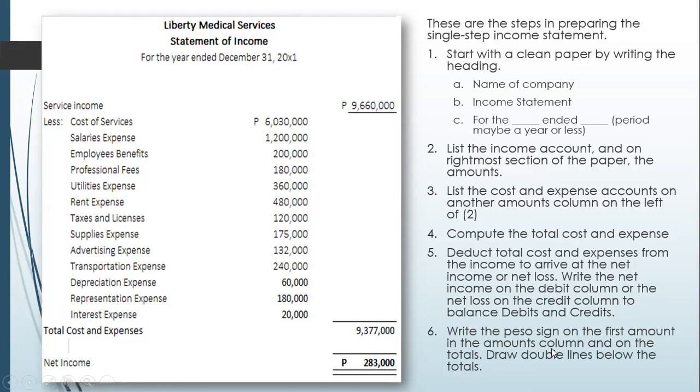Okay? So, write the peso sign on the first amount in the amount column and on the totals. Draw double lines below the totals. So, yan, double lines. So, eto pa, yung napansin ko. Lahat ng amount, nilalagyan nyo ng peso sign. So, sa accounting po, maglalagay lang kayo ng peso sign sa first part ng column. Yan, first part ng column, ilalagay yung peso sign. So, sa example neto, peso 9,660,000 pesos.